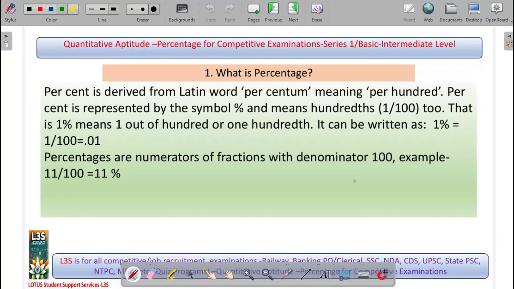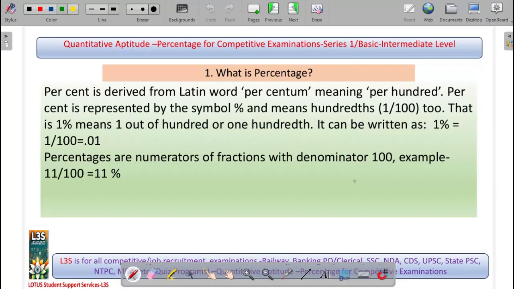Percentage is derived from the Latin word percentum, meaning per hundred. Percent is represented by the symbol %, and it means 1 by 100. That is, 1% means 1 out of 100. It can be written as 1% is equal to 1 by 100, which is equal to 0.01. So percentage helps us to compare quantities on a common scale of 100.